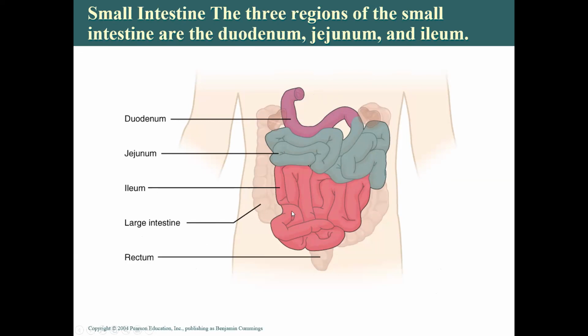You can't see the junction part, but the chyme goes from the ileum, which is small intestine, into the large intestine. At that point, it goes from being chyme into waste. And then when it gets down to the end of the descending colon, it's now called feces.